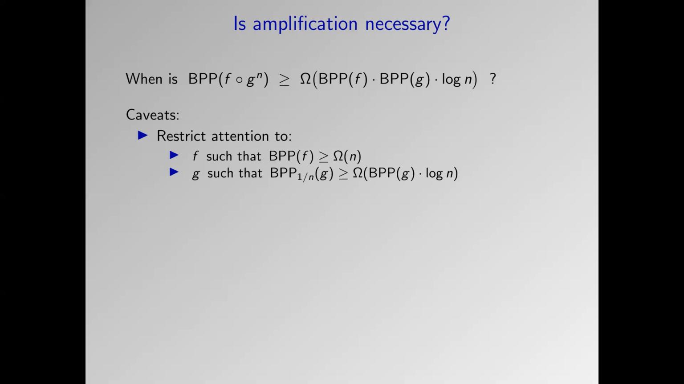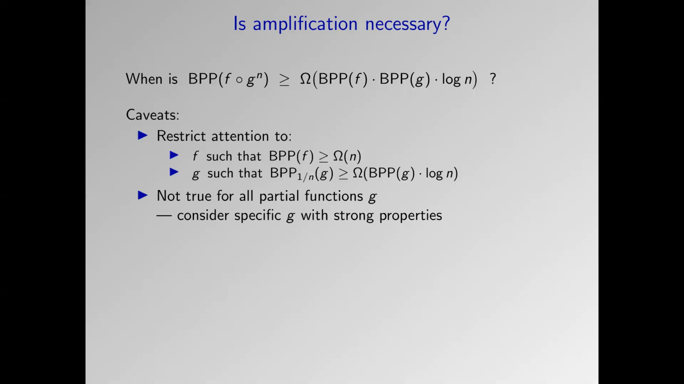Not all functions g require a log factor for this amplification. And if amplifying g does not require a log factor, then composing with f would not require a log factor either. Another caveat is that this lower bound with the log factor is simply not true for all partial functions g. There are some partial functions g that just never require the log factor for composition, even though they do require the log factor for amplification. So we will have to consider specific g's that have properties stronger than merely requiring a log factor for amplification.